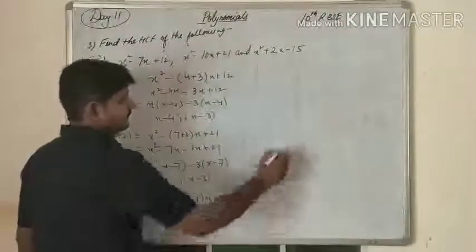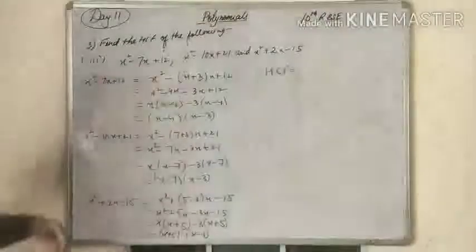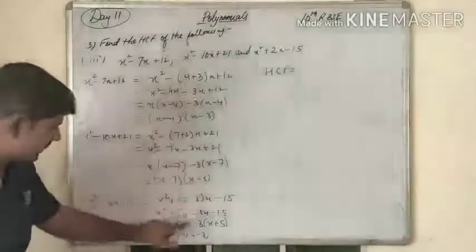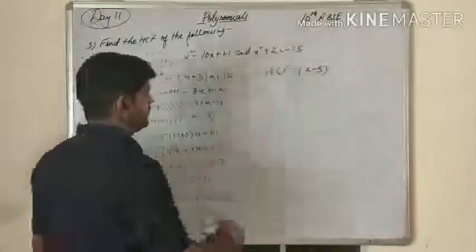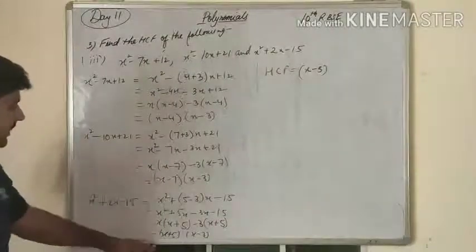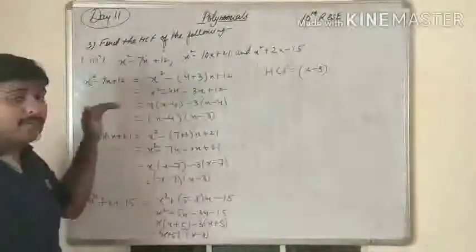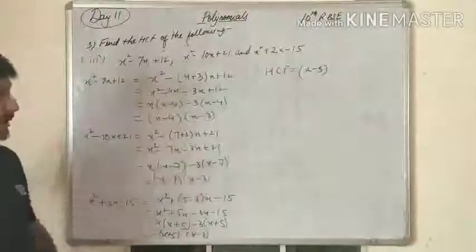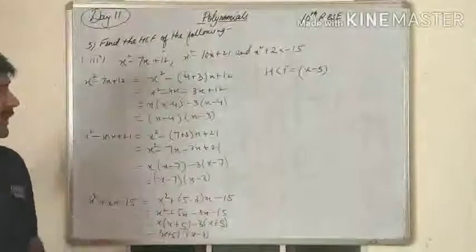Let's find out the HCF. If we observe, there is x minus 3 and x minus 3, so it will be included. Now x minus 4 is there, but on this side it is not possible, that's why we can't take it. It must be common for all. So nothing else is different, so we can't write anything. This much only is the common part for all, so that is called the HCF.